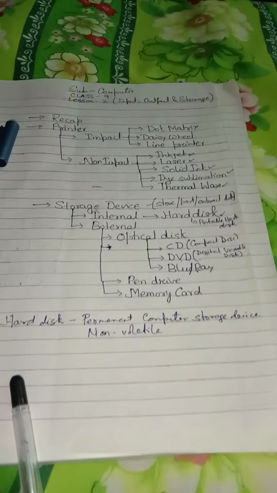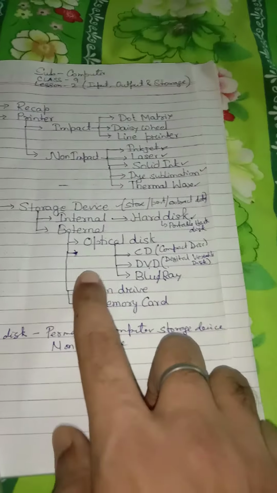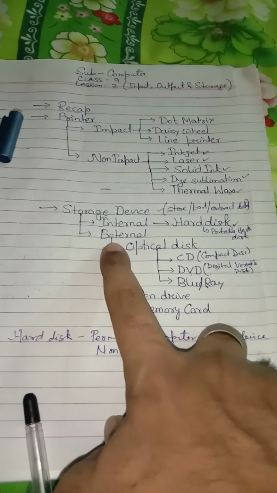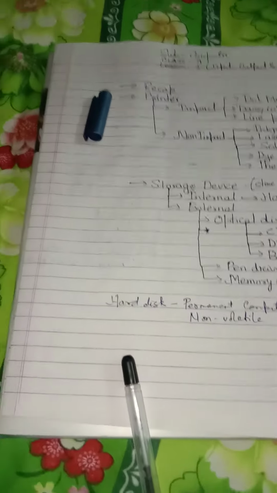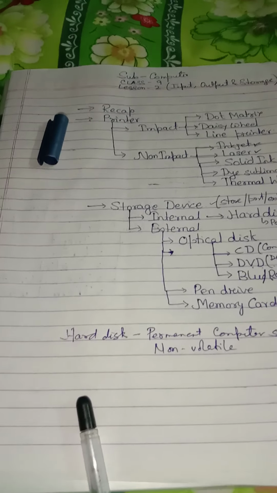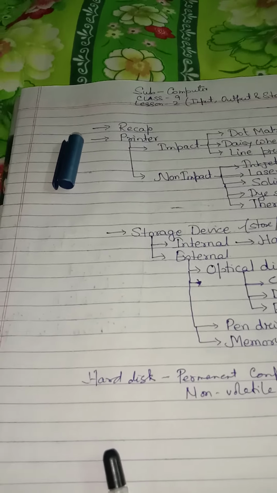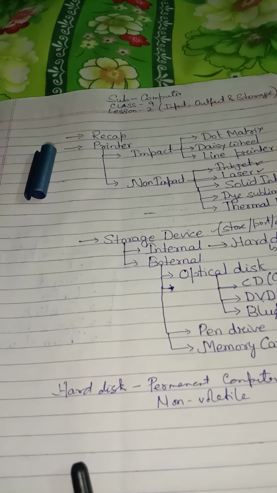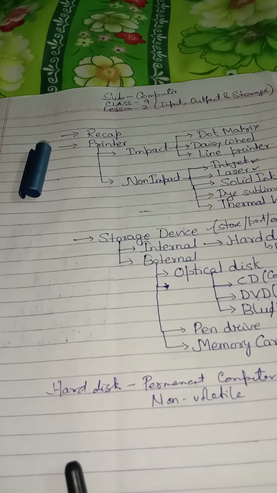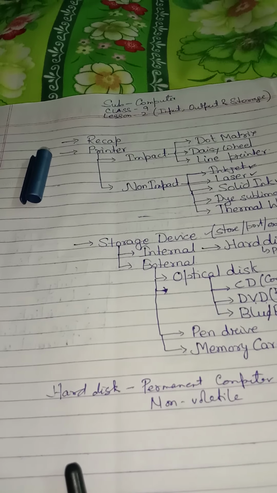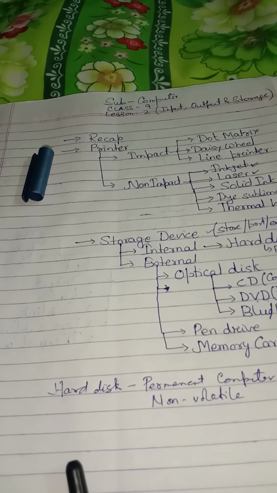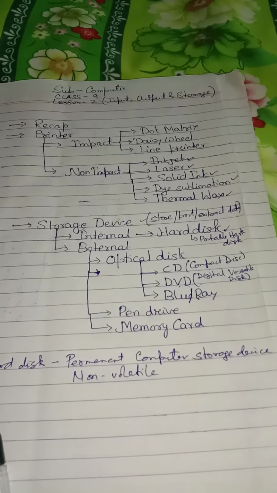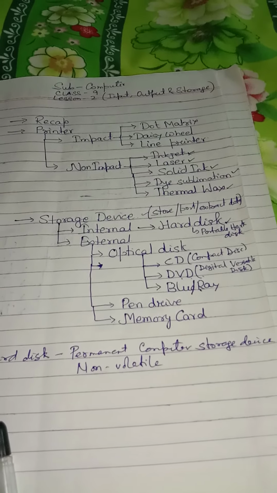The next topic that we are going to discuss here is the external storage device. What is it? The external storage devices are the portable devices that are used to store information and can be carried easily from one place to another. CD, DVD, Blu-ray disc, pen drive, all these are external devices that are not fixed inside the system and can be easily carried from one place to another.